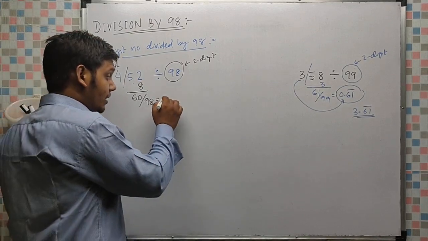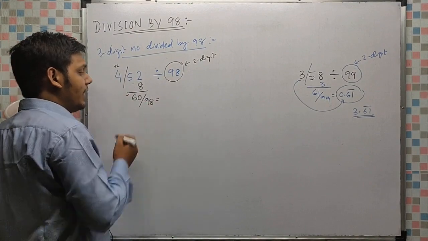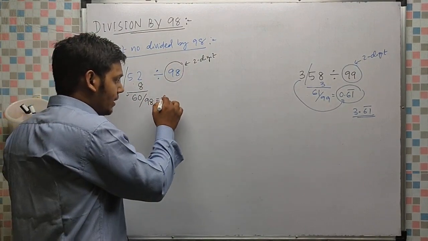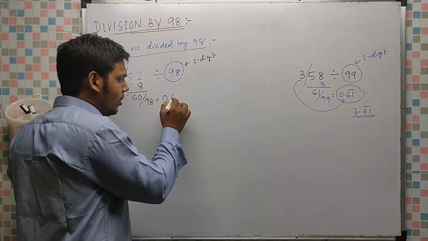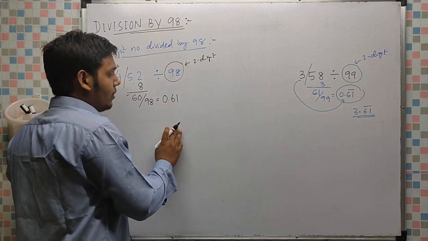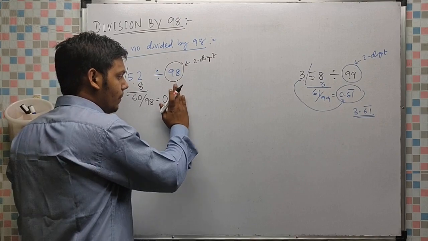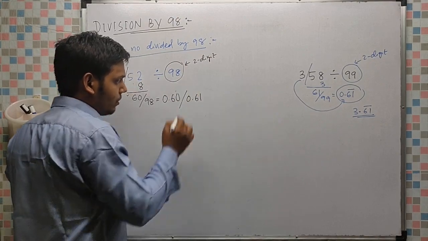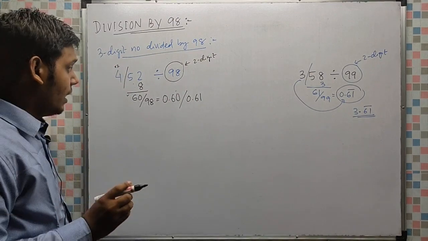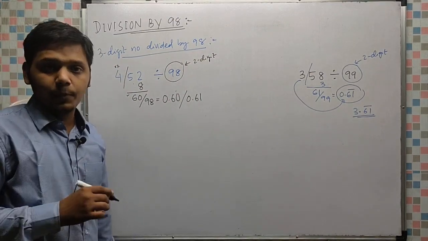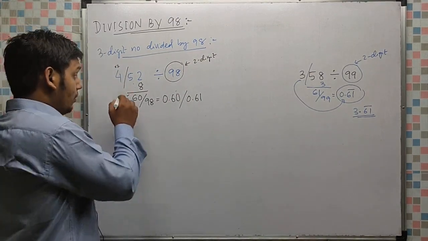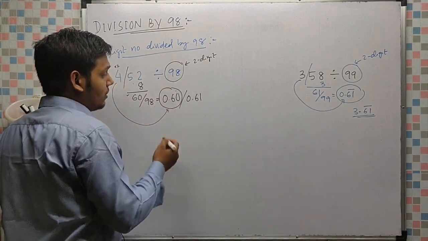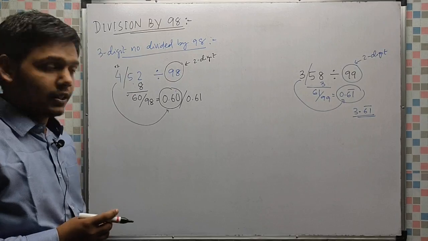Now what can we write? Because 60 is smaller than 98 and 98 is nearer to 100, you can write the approximate value 0.60 or 0.61. You can write 0.60 also, or approximately 0.61 also. This is also correct, no problem, because here we are going to find the approximate value. Clear? Now these two will be added, either 0.60 or 0.61.